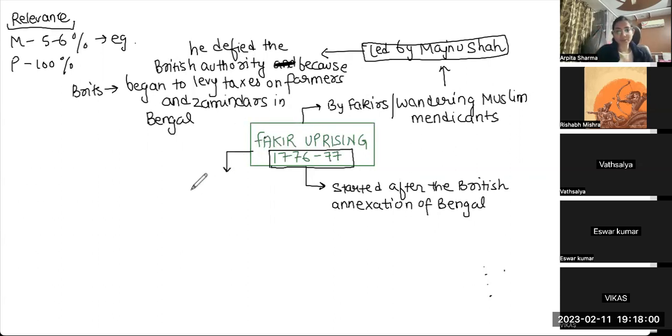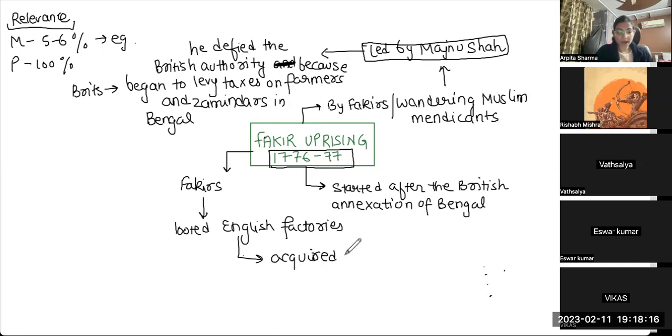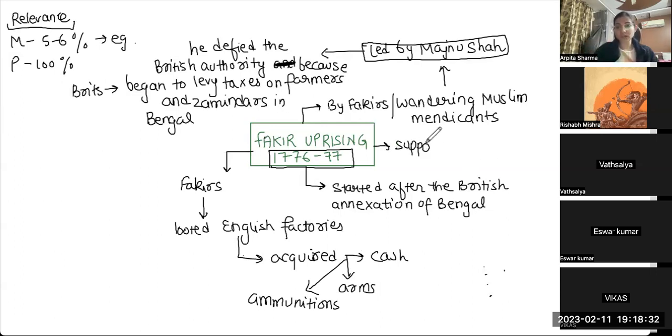So what happened in the Fakir uprising? The Fakirs, write it down, looted the English factories. They acquired cash, arms, that is weapons and ammunition, by looting the factories. And Majnu Shah was supported by Rajputs and Pathans in this uprising.